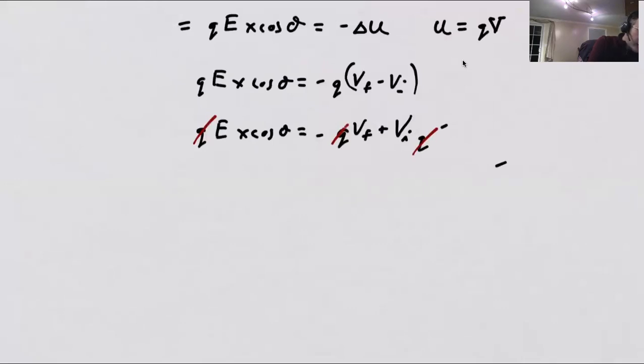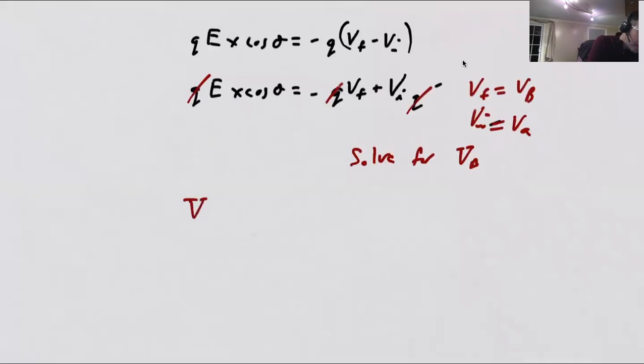And so what do you know here? V final is the potential at B. V initial is the potential at A. And so if we plug this in and solve for the potential at point B, which is what we wanted above, the potential at B is equal to the potential at A minus E X cosine theta, just like we had before. Either way we get there, this is how physics works, right? It's always got to give us the same thing.